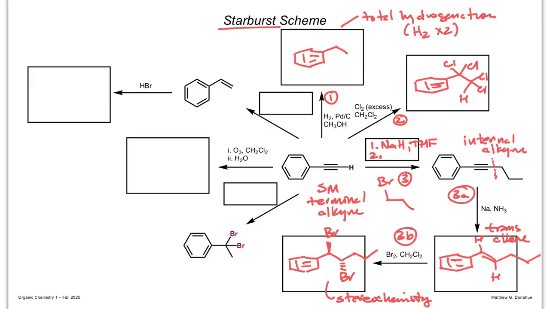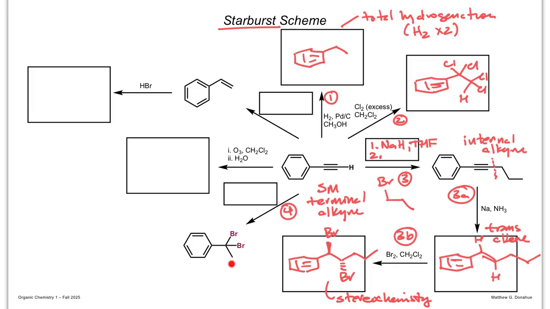So we're done with that sort of branch. Now we're over to 4 here. So reaction 4, we have to supply the reagents in the box. What's in the box?